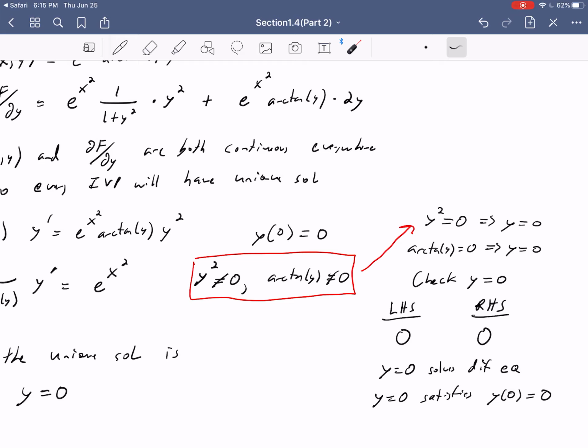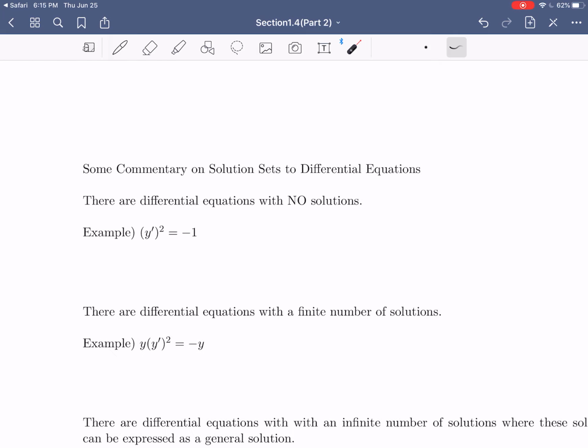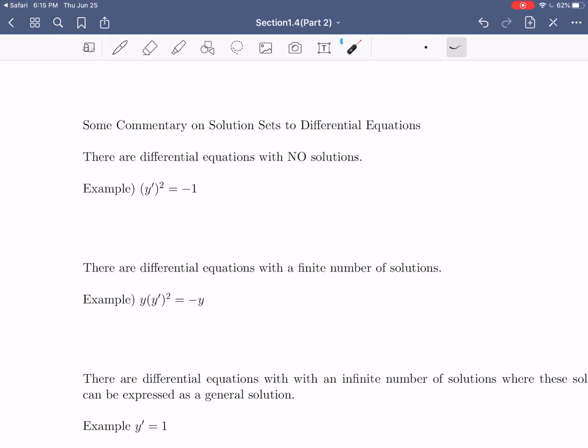All right. We're ready to wrap up this video by talking just briefly about some different examples. We've made a lot of mention about different sorts of solution sets, so I want to make sure you guys see some examples to really understand what are the possibilities for the solution set of a differential equation. So this is just some commentary on solution sets to differential equations. We're not going to work through these really, but I just want you guys to see that each of these situations is possible.